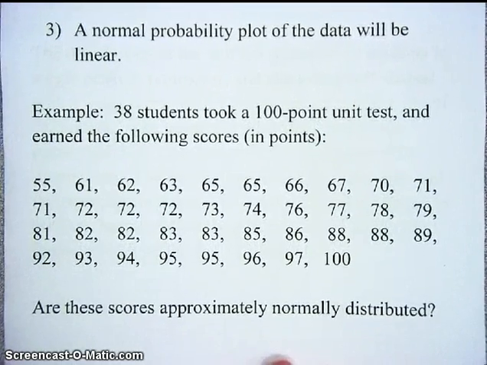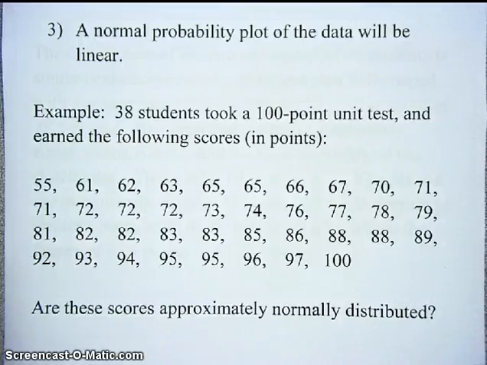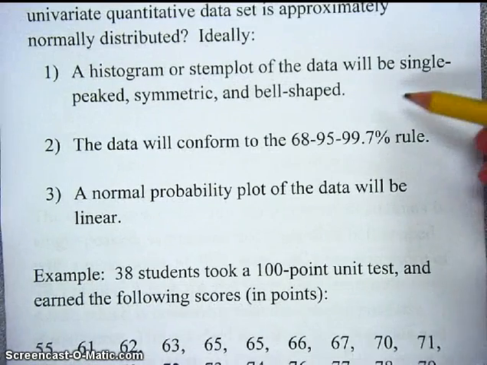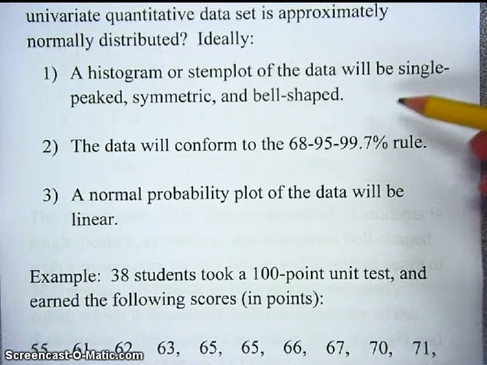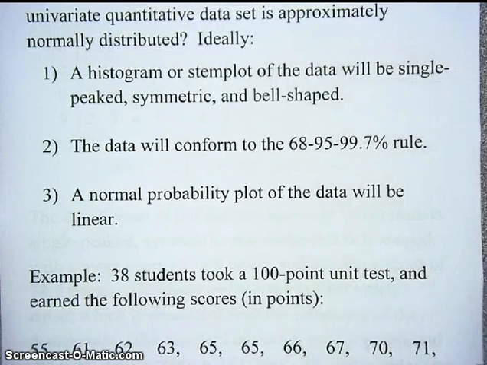We've got 38 students taking a 100-point unit test, and these are the scores that they earned in points, and we want to know if these scores are approximately normally distributed. Well, according to this list, the first thing we should do is check a histogram or stem plot of the data to look somewhat like a bell curve, and then we'll check the 68, 95, 99.7% rule, and then we'll look at a normal probability plot of the data.